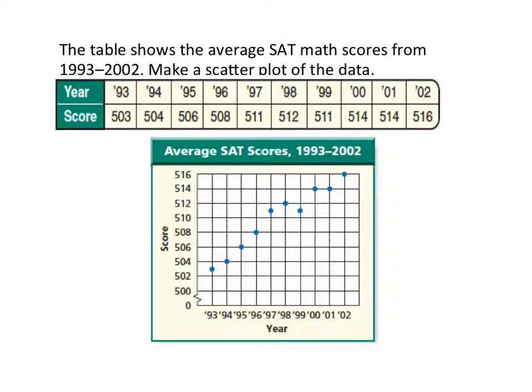Let's do our first objective. Let's construct a scatter plot. Using this slide, the table shows the average SAT math scores from 1993 to 2002, and we're going to make a scatter plot of this data.